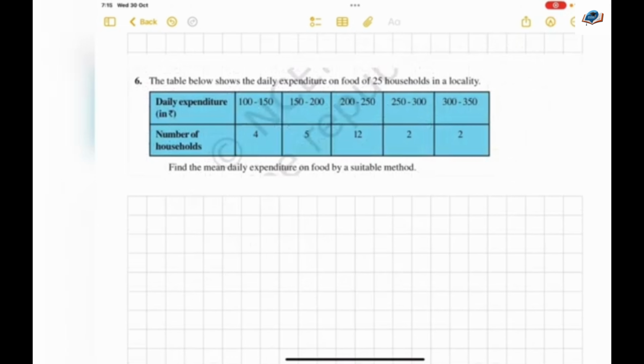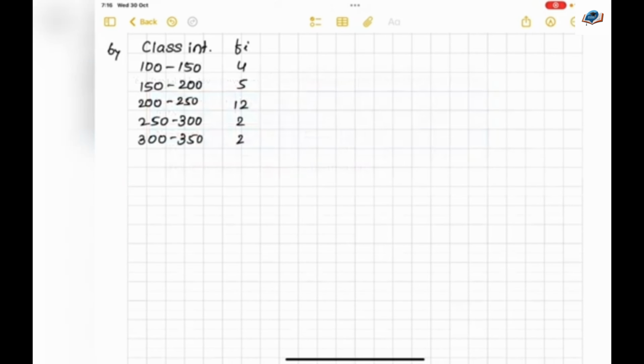Now the question 6 says the table below shows the daily expenditure of food of 25 households in a locality. Find the mean daily expenditure of food by a suitable method. So here also I will be using the step deviation method. So finding xi will be 150 plus 100, so 250 divided by 2. So 125. Same way I will have 175, 225, 275 and 325. Now I am taking 225 as a, and now I am finding di.